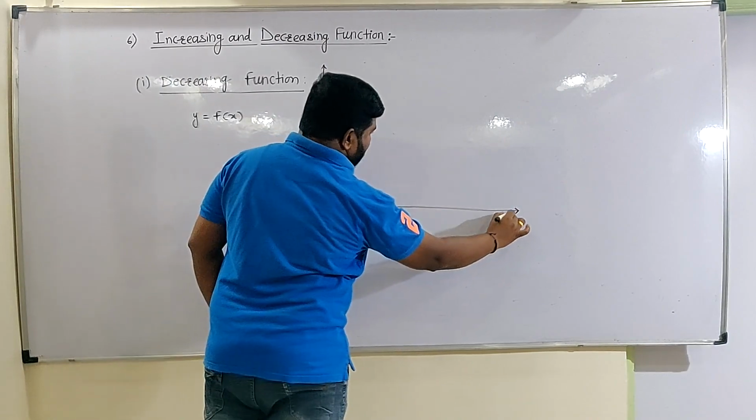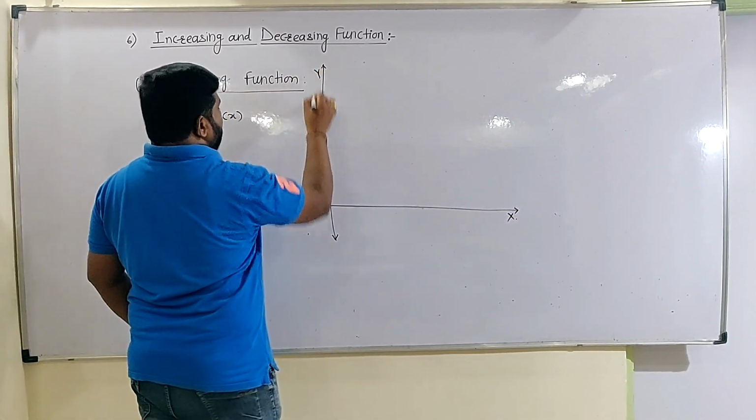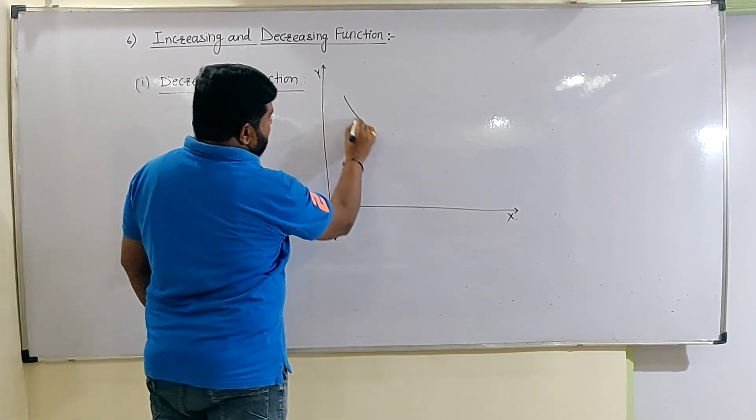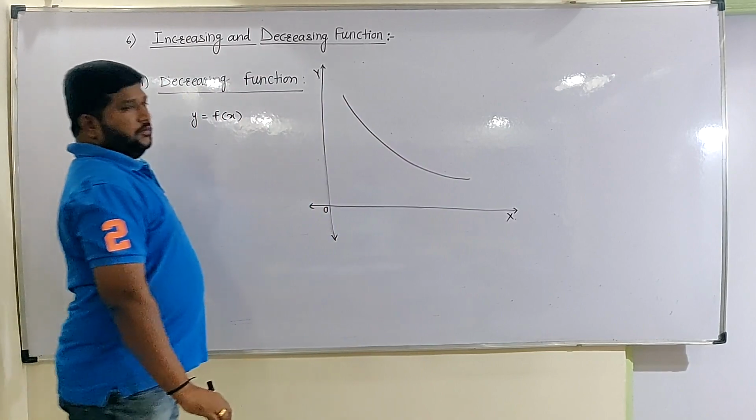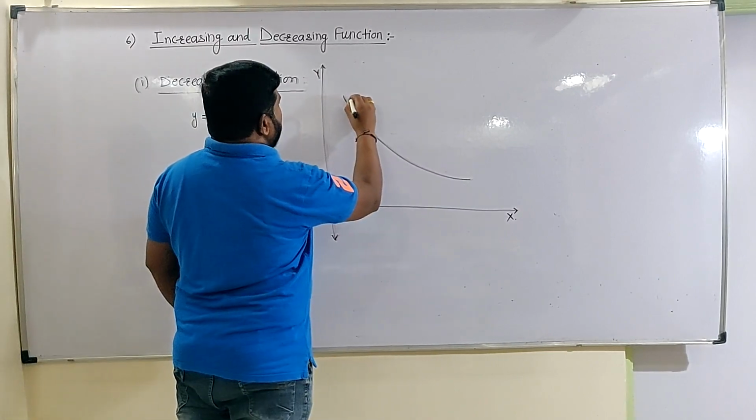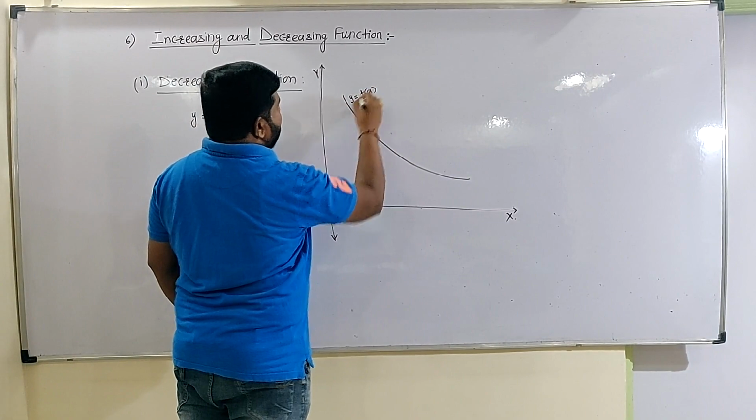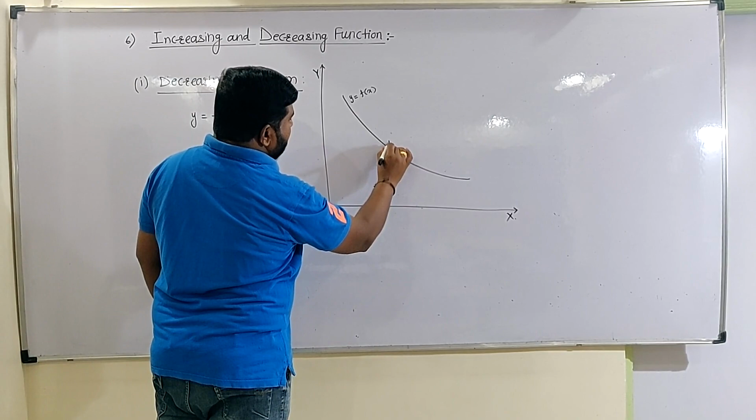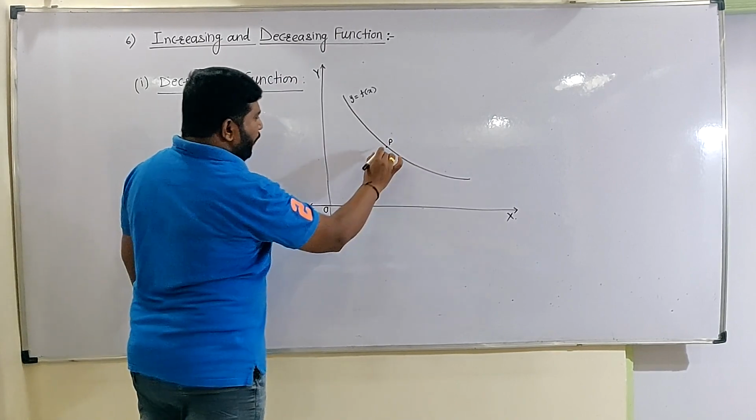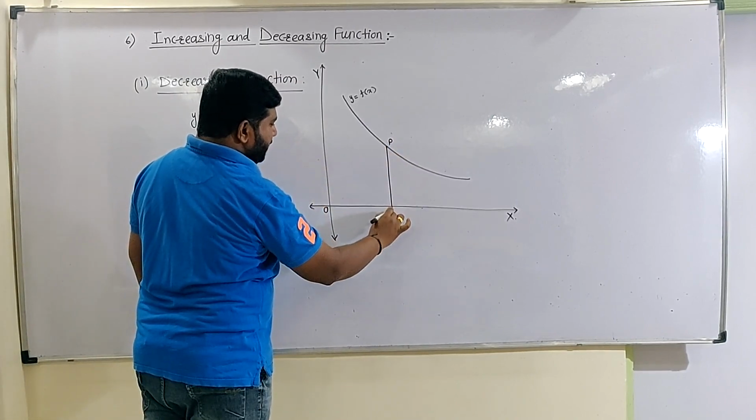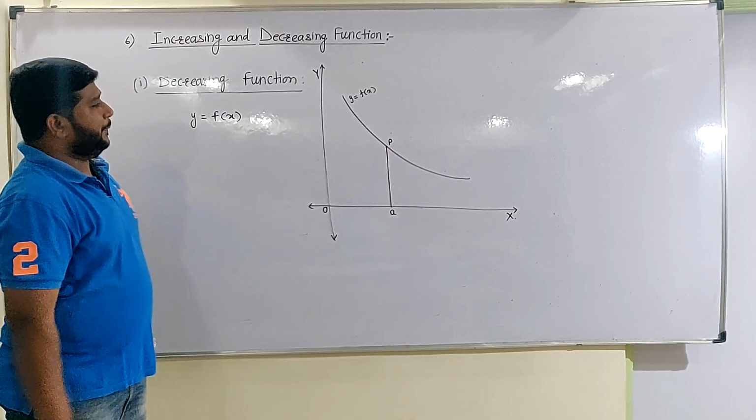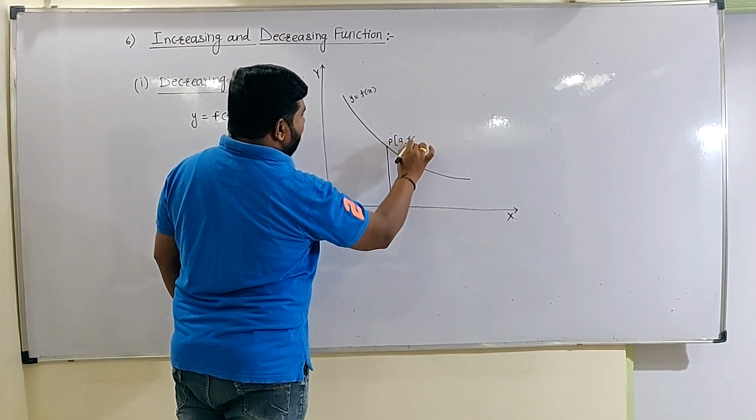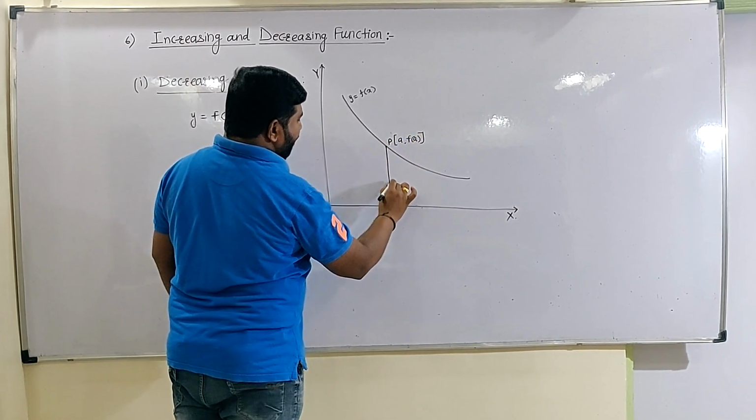Two-dimensional xy plane. So this is the graph of the function y is equal to f of x, passing through the point P. That P point from the x-axis, the distance is a. So therefore, the coordinate of this is a comma f of a. Means this is f of a.